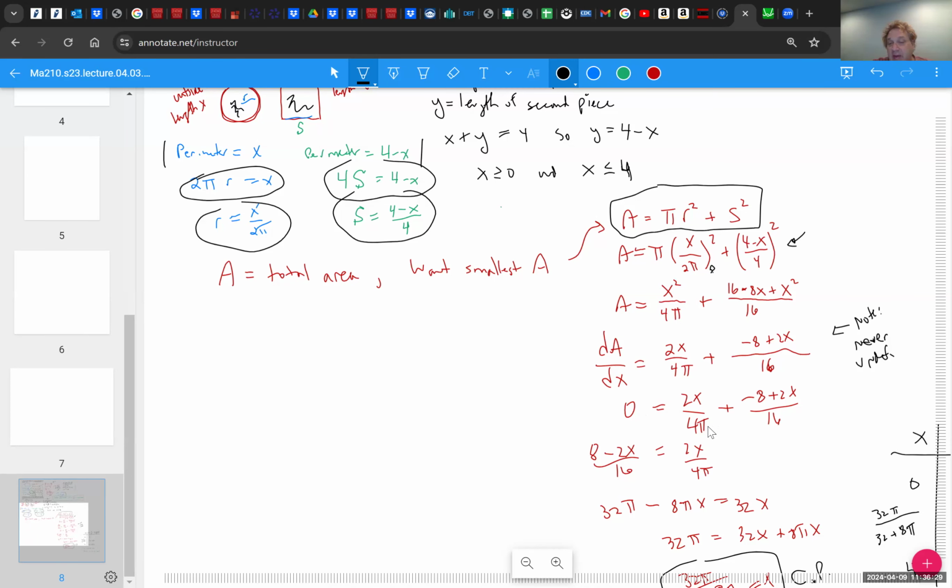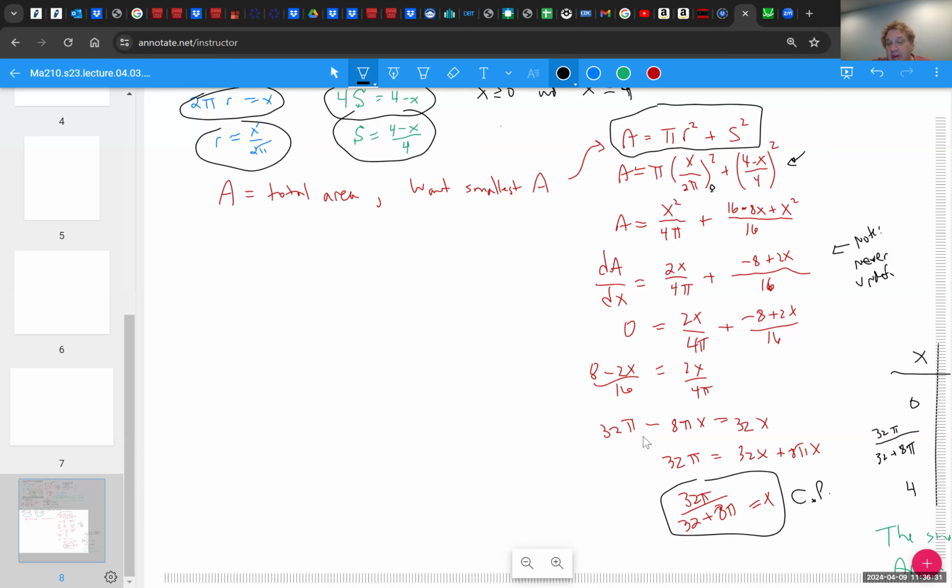I set it equal to 0. I use my algebra skills. So I move things around, and I got a value of x as 32 pi over 32 plus 8 pi. Kind of a crazy value of x. But you can see what I did here. I moved things to either side, and I cleared out the denominators, and then I grouped all the x's on one side, and I divided by the coefficients, and that's how I got my value of x. So that's my only critical point.